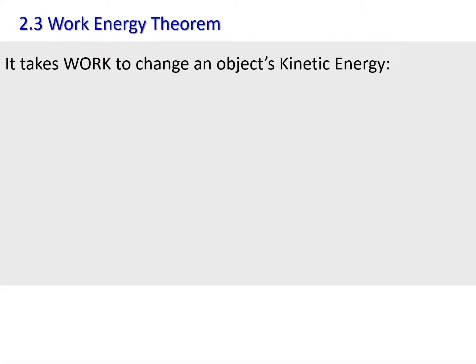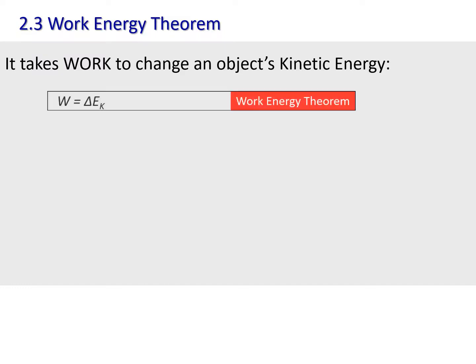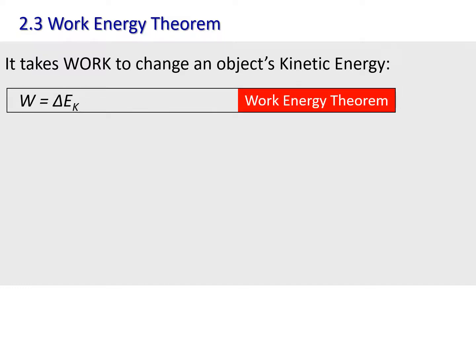Work energy theorem. It takes work to change an object's kinetic energy. So work equals delta E sub k. This is the work energy theorem. To change an object's kinetic energy, you must do work.